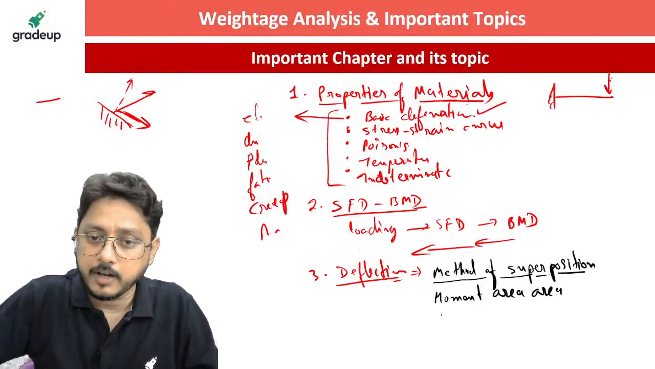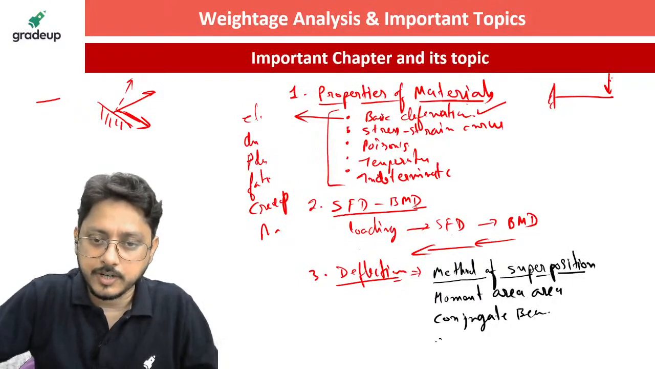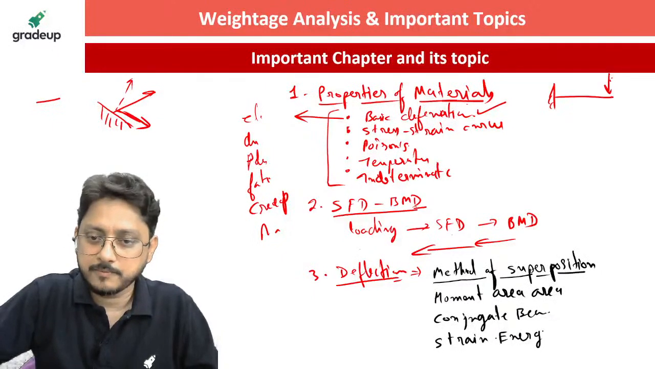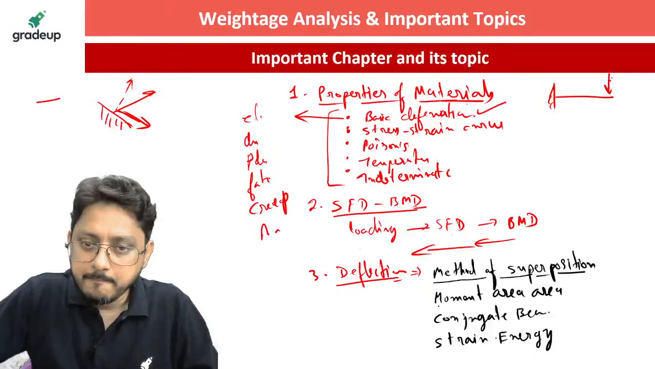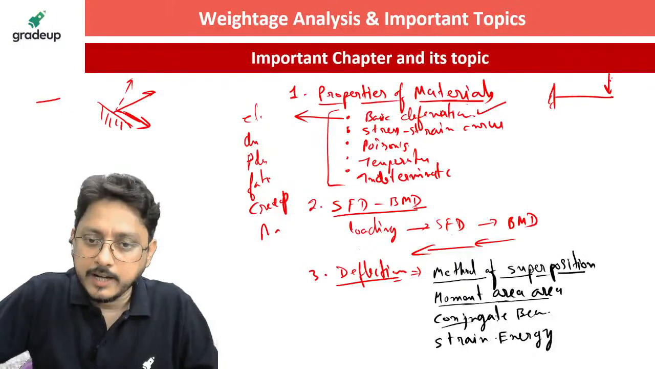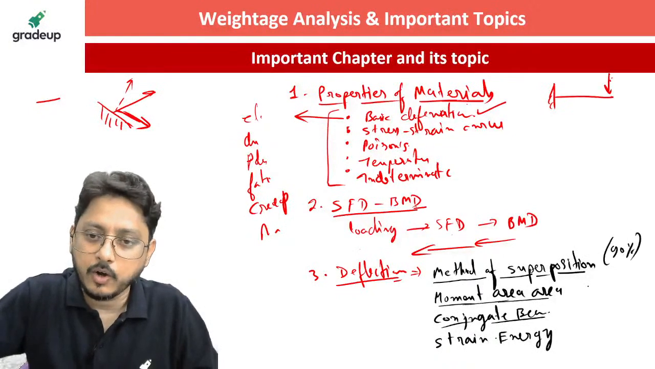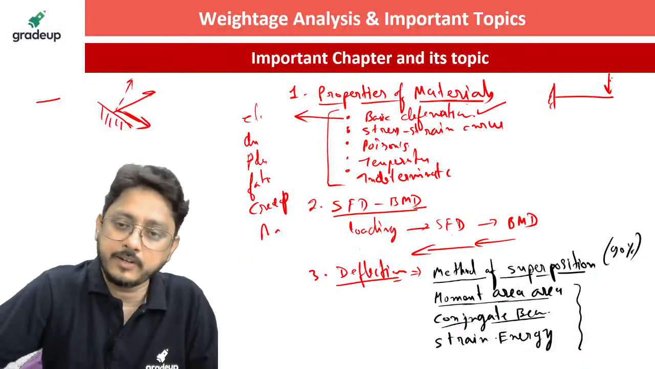Moment area theorem, then conjugate beam, and my favorite, that is strain energy, or I should say Castigliano, isn't it? What do you say? Now these are the most important methodologies to find the deflection, whereas 90% is this one, and all others just 10 to 12% or 15% sometimes, that's all.